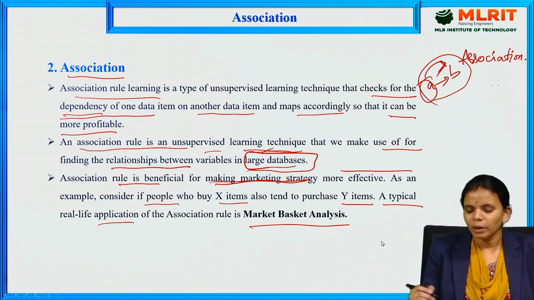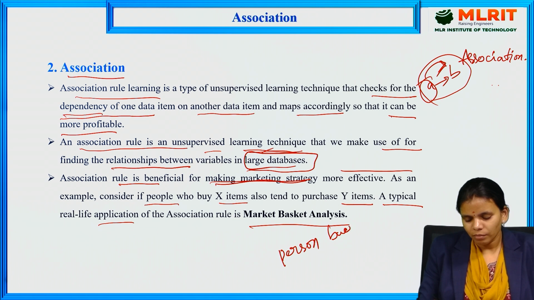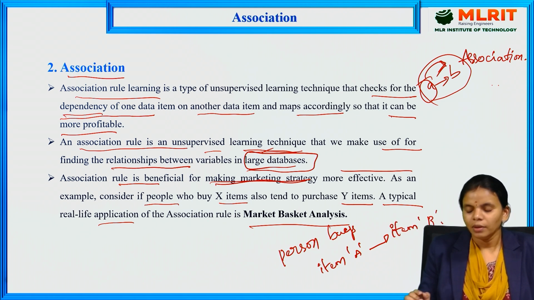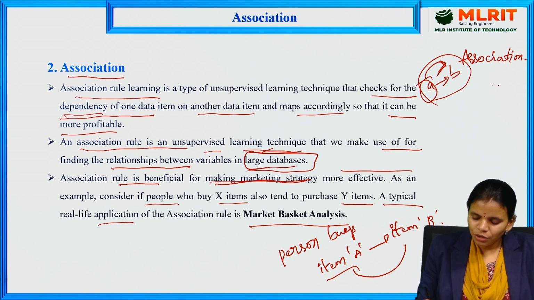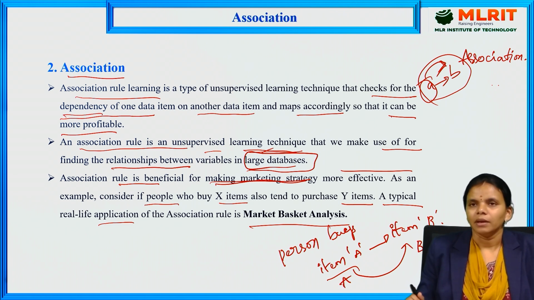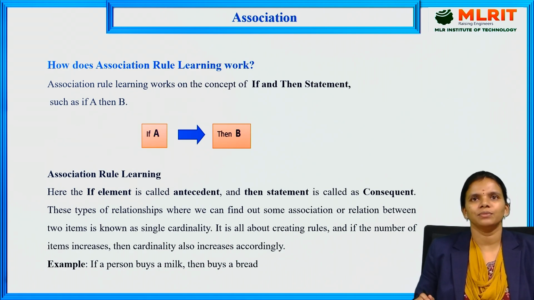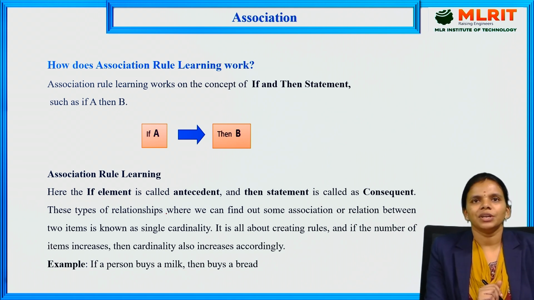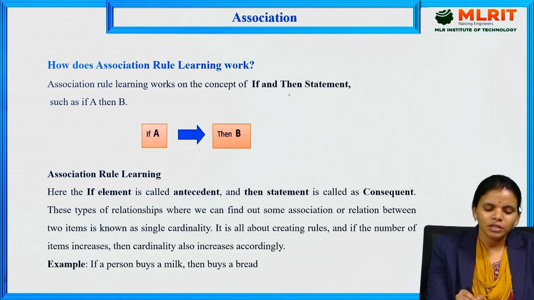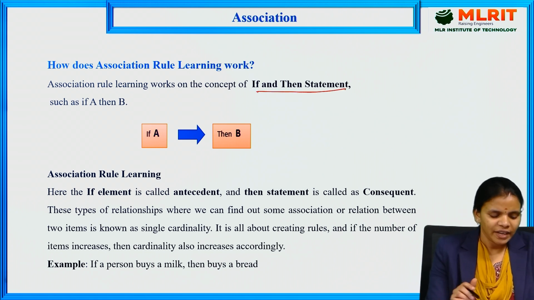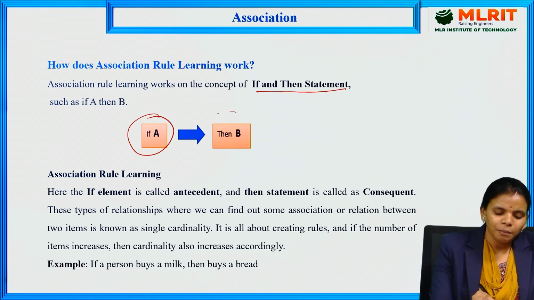For example, in a supermarket, if a person buys item A, then that person buys item B also. It is finding the dependency of item A on item B. It means finding the relationship between A and B. So this is what association rule learning is. So how does it work? This association rule learning works on the concept of if and then statement. For example, if A, then B also.